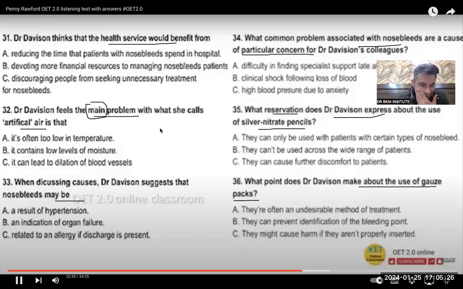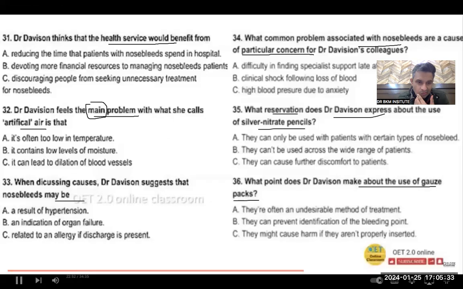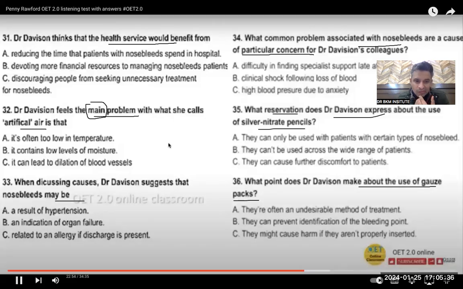This means the cilia, which protects the lining of the nose, dry out, and this in turn exposes the blood vessels, which causes bleeding. Our noses haven't developed a defense mechanism.